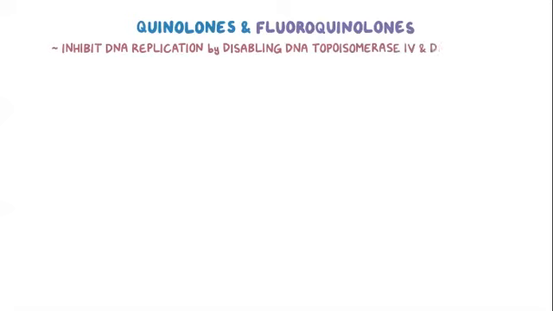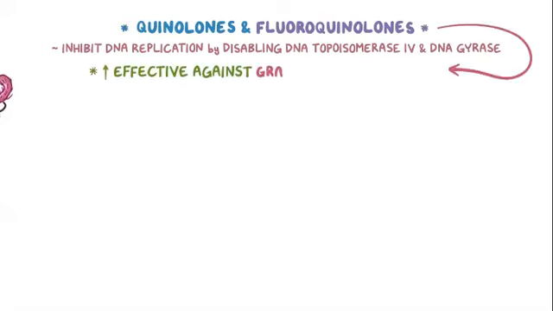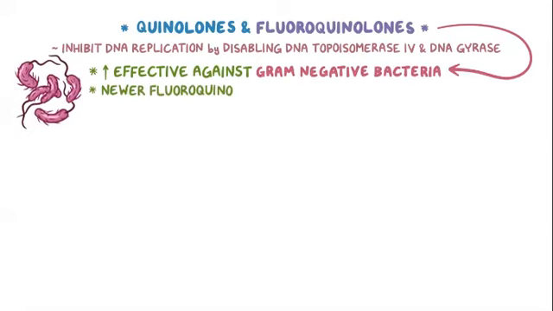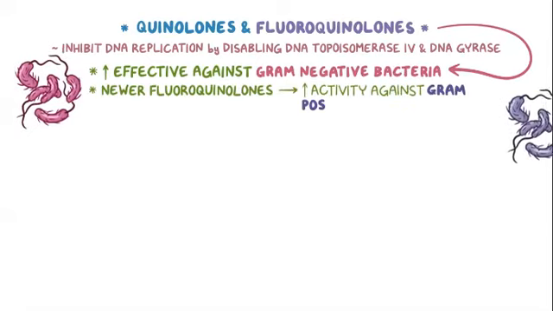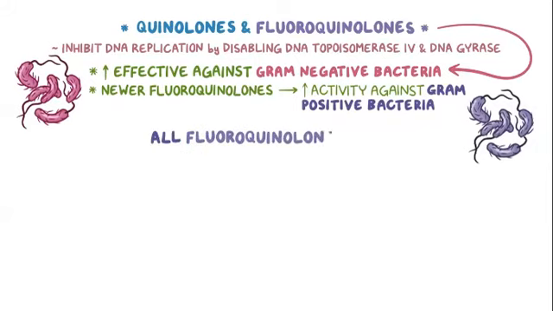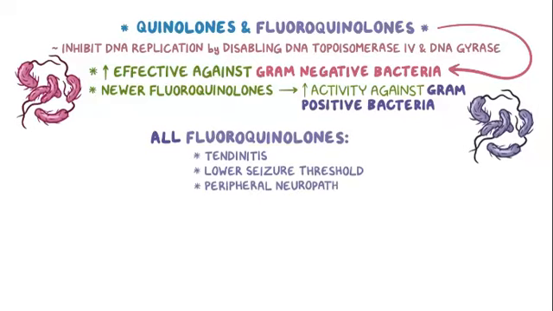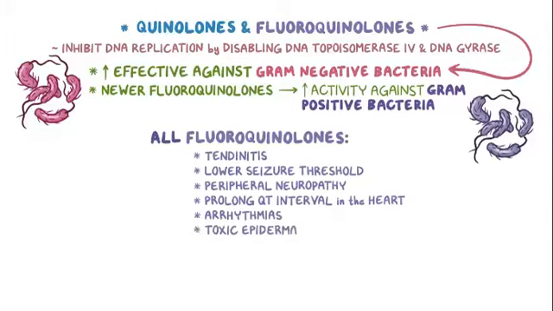Alright, as a quick recap. Quinolones and fluoroquinolones work by inhibiting DNA replication by disabling DNA topoisomerase 4 and DNA gyrase. Quinolones were the first medications with this mechanism, but they have been replaced by the newer fluoroquinolones. In general, they are more effective against gram-negative bacteria, but the newer fluoroquinolones have enhanced activity against the gram-positive bacteria. All fluoroquinolones are known to cause tendinitis, lower seizure threshold, cause peripheral neuropathy, prolong the QT interval in the heart, and might cause arrhythmias, toxic epidermal necrolysis, and Stevens-Johnson syndrome.